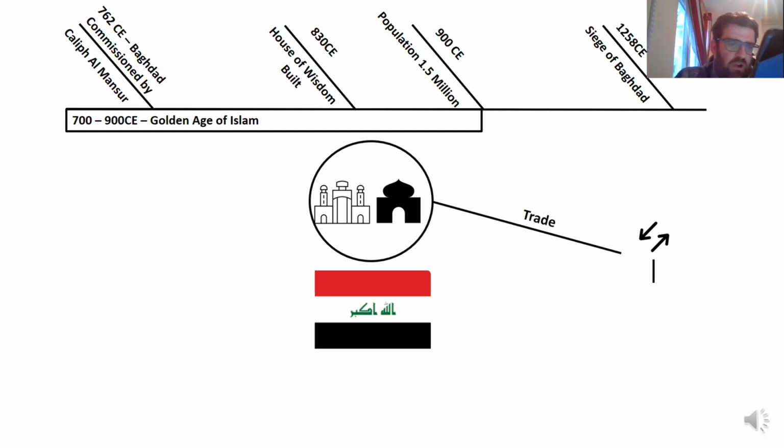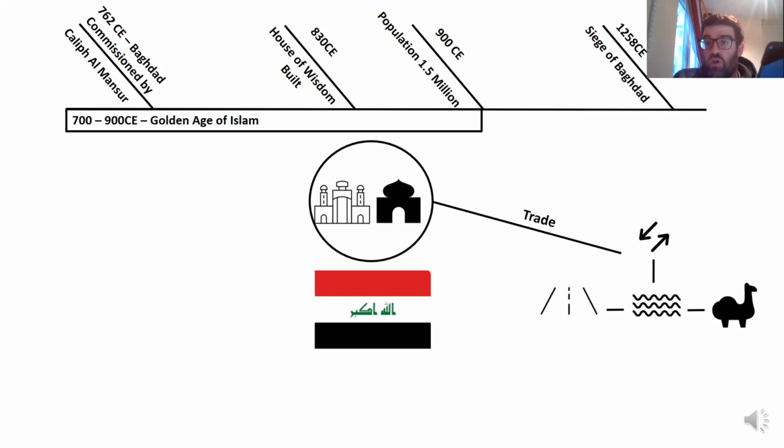Now, the items would be traded on the roads, by boats on the river, and by caravans of camels that would have used the roads. At this point, again, I would like you to pause the video and trace back through everything that I've taught you so far, including the trade section.